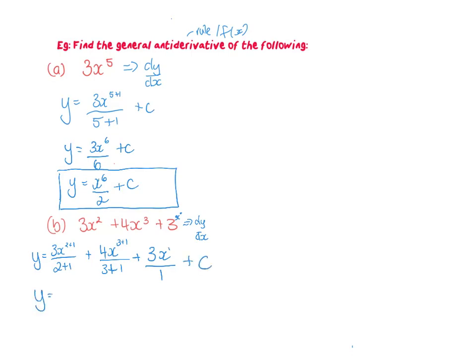So we just tidy that up, and you get 3x cubed over 3 plus 4x to the power of 4 over 4 plus 3x plus c. And obviously you can simplify the first and second terms to be x cubed plus x to the power of 4 plus 3x plus c. So that's your final answer for that one.